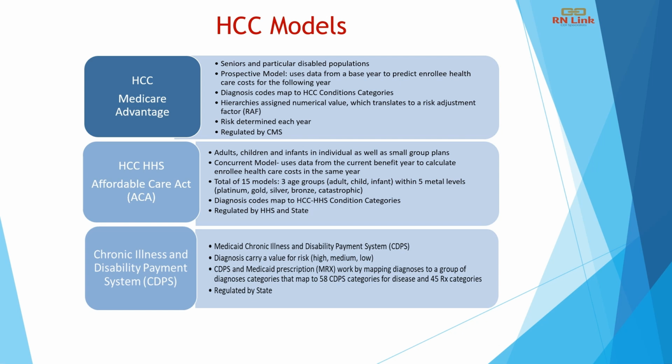3. Chronic Illness and Disability Payment System, CDPS. Medicaid Chronic Illness and Disability System, CDPS. Diagnosis carry a value for risk, high, medium or low. CDPS and Medicaid prescription, MRX, work by mapping diagnosis to a group of diagnoses categories. The map to 58 CDPS categories for disease and 45 prescription categories. Regulated by the state.